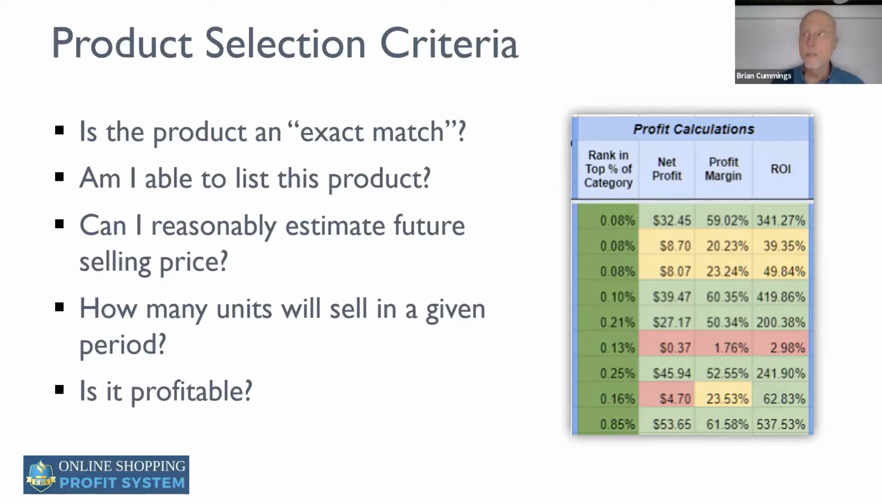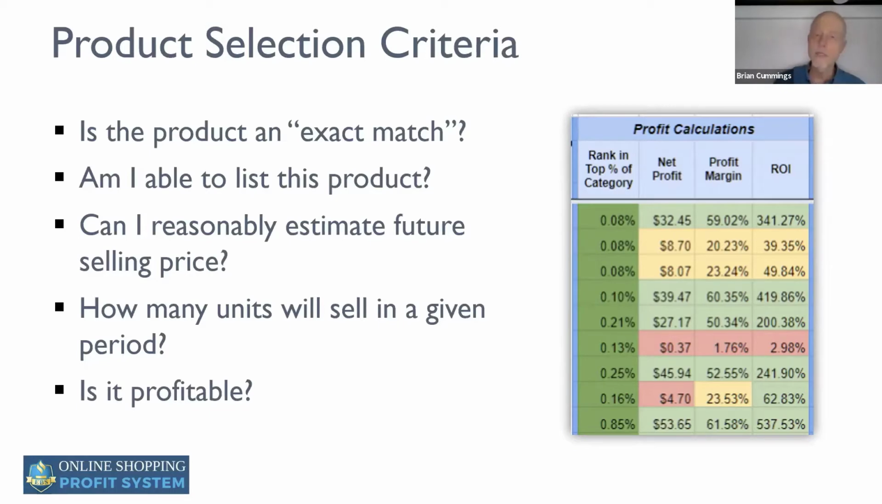Or if you see a product that's ranked 4 million in whatever category, you're not going to bother to put it on the spreadsheet because you just know that that rank is too high. You know that the net profit is too small. So those are things that you're already doing in your mind as you're looking for products.